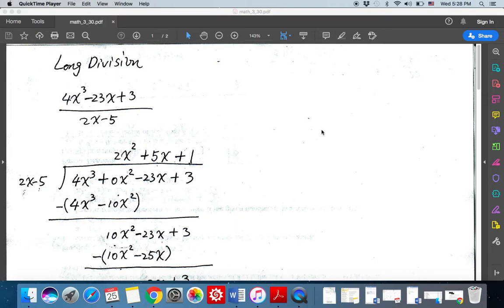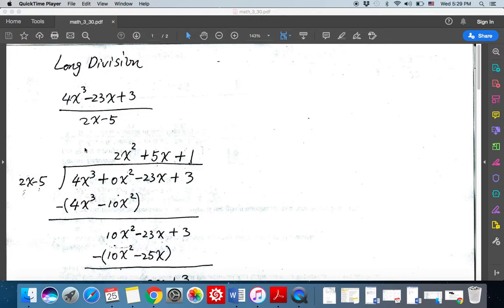In this video, I want to show you how to use long division to divide two polynomials. This is the generic process that's going to work for any two polynomials. In our example, our dividend is 4x cubed minus 23x plus 3, and our divisor is 2x minus 5.